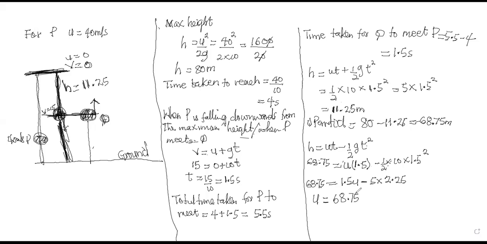68.75 plus 11.25 divided by 1.5. We are looking for u, don't forget. 53.3, yes, that's the answer. 53.3 meters per second. That is the initial velocity of Q.